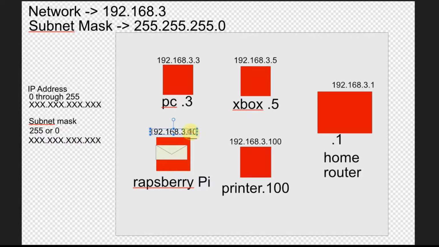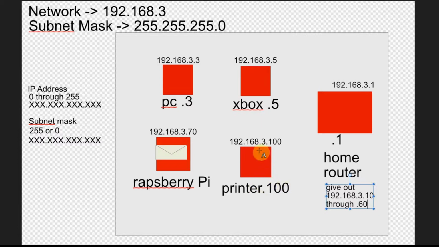We're going to go ahead and change the tablet to a Raspberry Pi. And we're going to give it an address of 70. And we're going to make the router give out addresses 192.168.3.10 through .60.